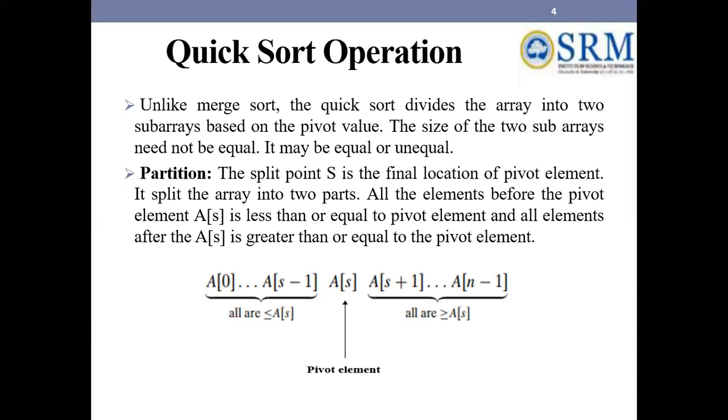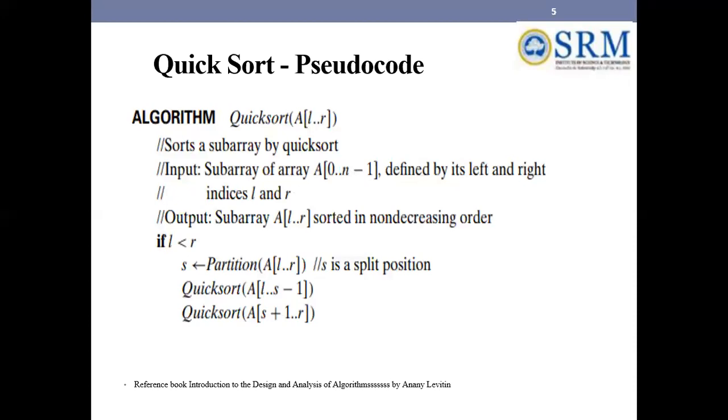So here the values in the left sub array are lesser than the pivot element, that is A of S. All values present in the right sub array are greater than the pivot element. So this is the concept of the partition algorithm. And we will see the pseudocode for QuickSort.